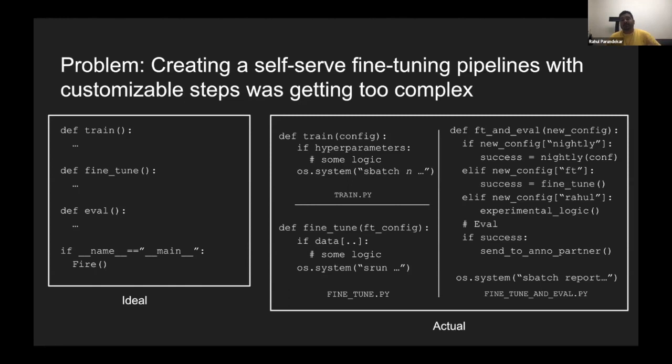And then somebody came up and said, hey, what we actually want to do is nightly fine tuning and eval. So let's have another config file, do nightly, check whether the nightly config was successful. If yes, then run it to an eval, send it to an annotation partner to get the evaluation done. And by the way, just run all of this on Slurm, right? So for the longest time, this kind of existed, and it started becoming really hard for anybody coming in new to make changes, because the code started getting too complex, right?